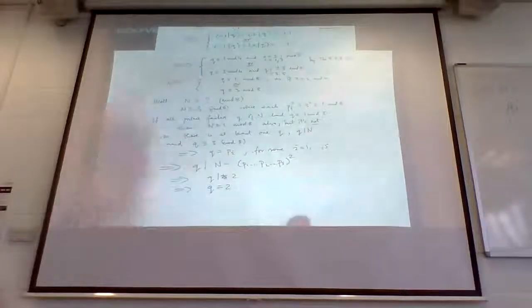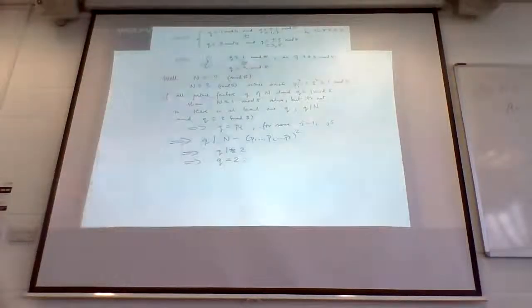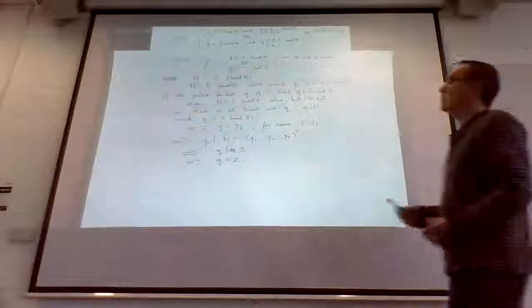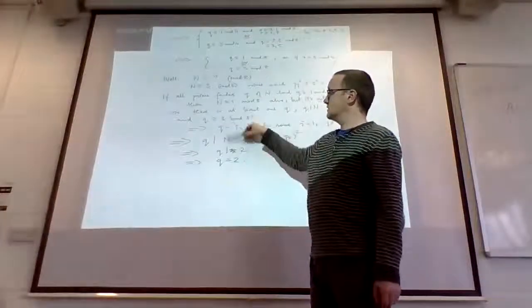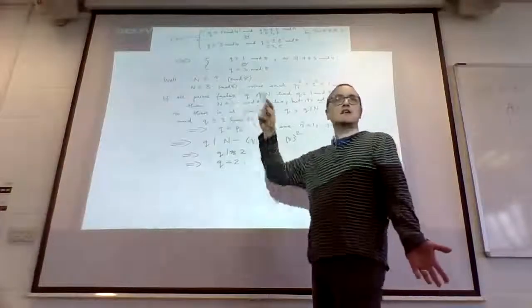That implies q is equal to 2. Q is a prime number dividing 2, so it has to be equal to 2. But now this is a contradiction. Q can't be 2 and be congruent to 3 mod 8.